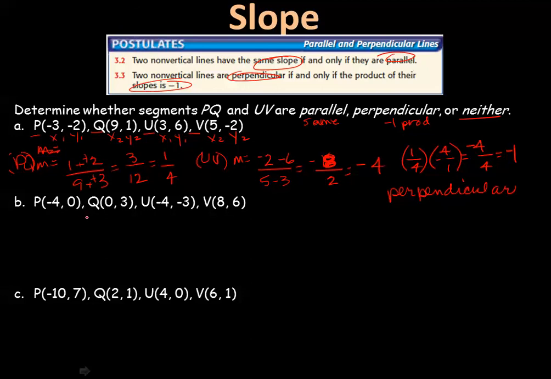I'm going to tell you right now that I'm pretty sure these guys are parallel and these are neither. What you need to do is work out the slope formula to see if those two answers are correct.